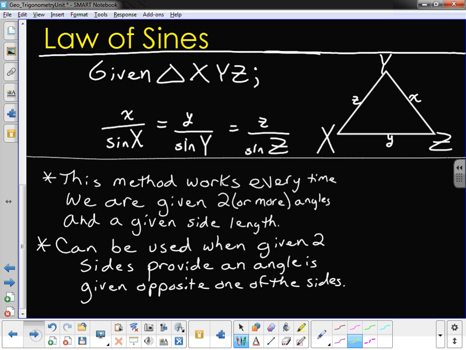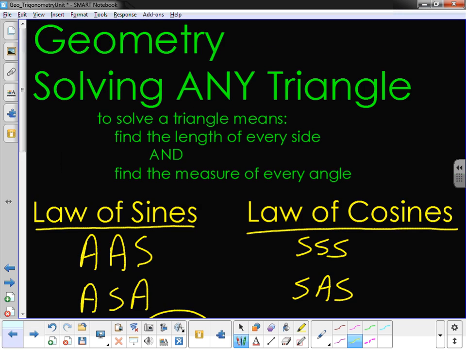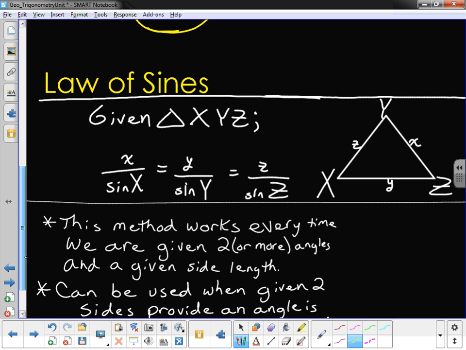So let's see, what are we going to get? We're going to get problems like this. Find each measure using the given measures of triangle XYZ. Round angle measures to the nearest degree and side measures to the nearest tenth. So in our case here, we can use our triangle XYZ as a guide to help us out.